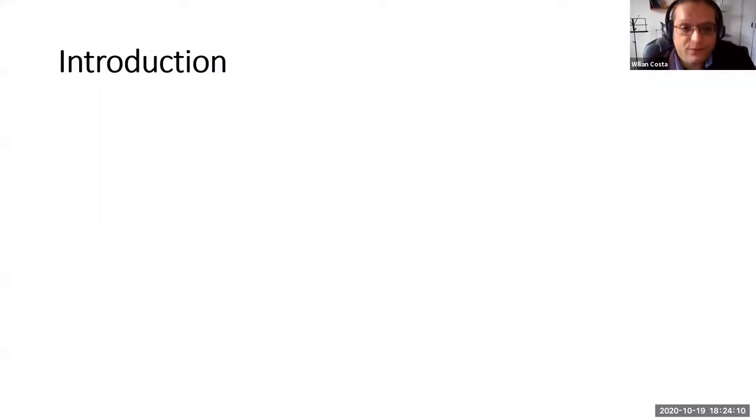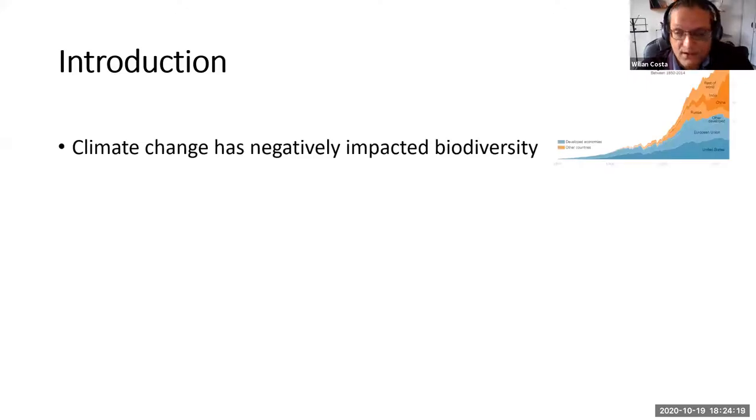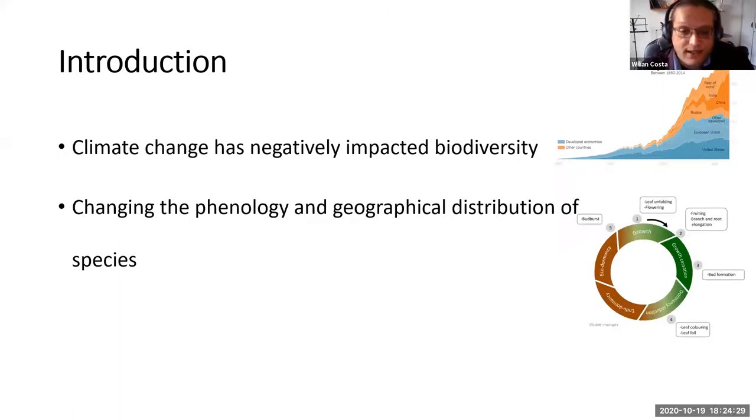Ecosystem services provided by biodiversity are associated with supporting life on the planet. As you know, climate change has negatively impacted biodiversity, altering the phenology and geographical distribution of species and the interaction between them.